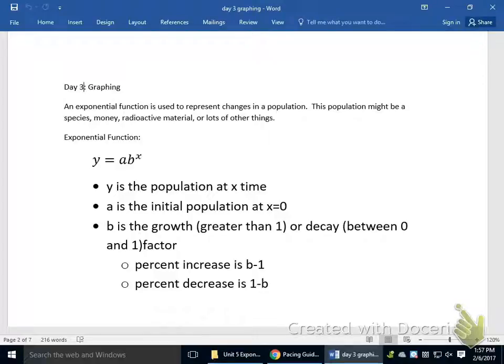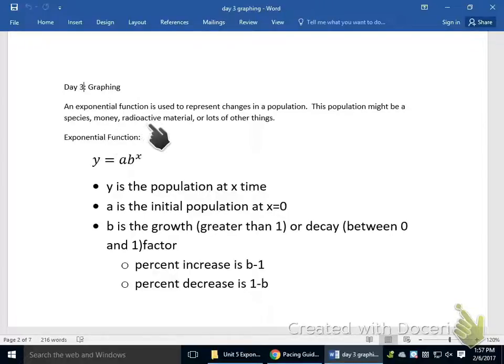Now, populations could be a lot of different things. So when I say population, things that might come to mind: species, like a human population, an animal population, maybe a bacterial population. You can also have population be money. The math that we're going to be using in this unit describes our banking industry, our financial systems. It describes how an account's value changes.